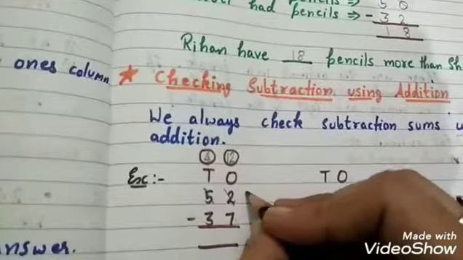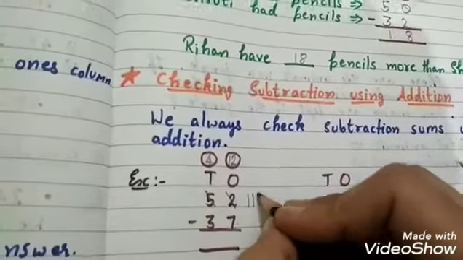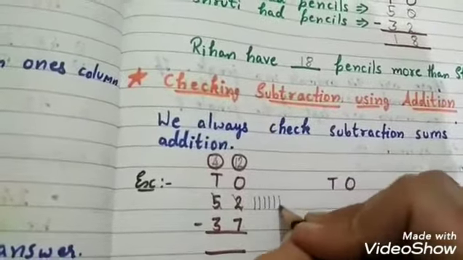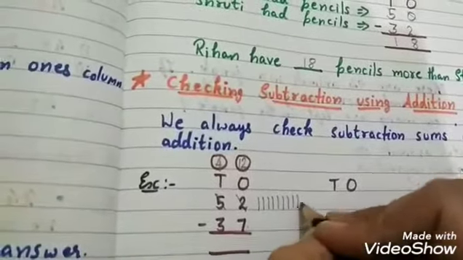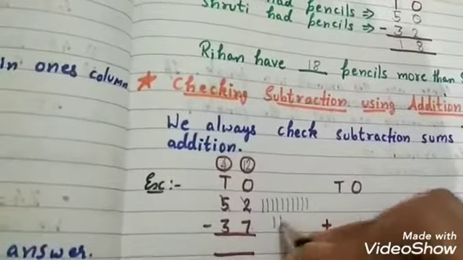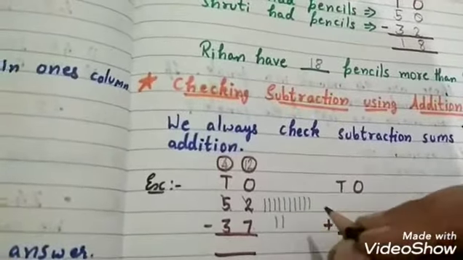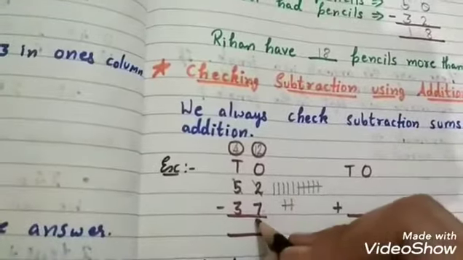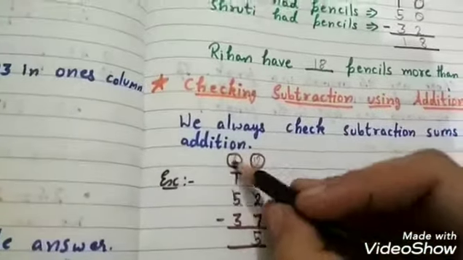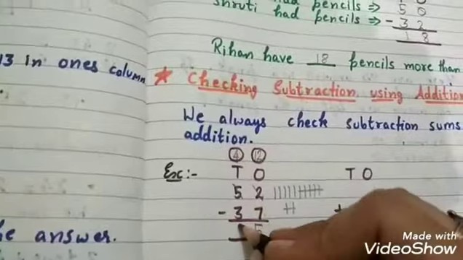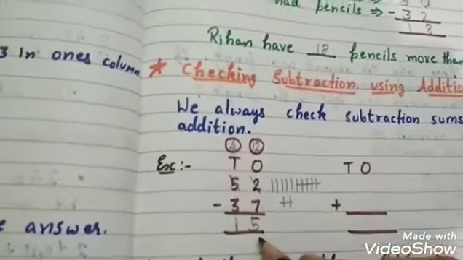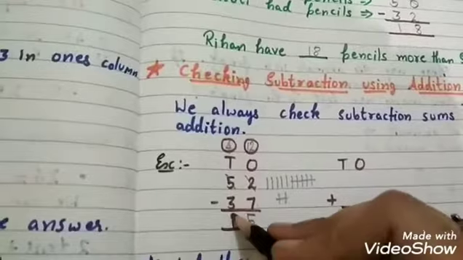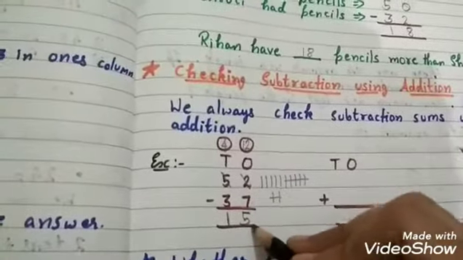We can draw sticks here. 1, 2, 3, 4, 5, 6, 7, 8, 9, 10, 11, 12. Now we can minus 7. 1, 2, 3, 4, 5, 6 and 7. How many are left? 1, 2, 3, 4 and 5. How many are left? 5. And 4 minus 3, we know that it is 1. So we get the answer 15. But now we have to check whether this is right or wrong.